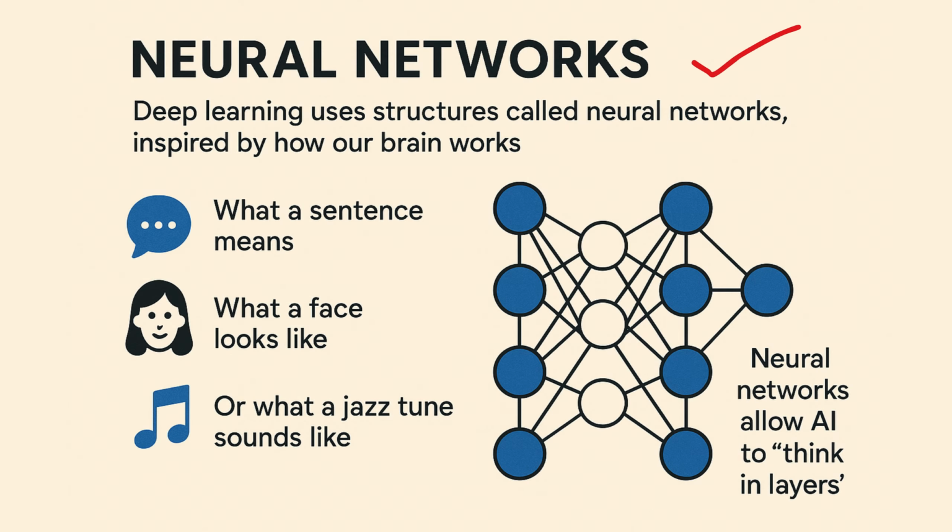Next, let's understand what neural networks are. Deep learning uses structures called neural networks, inspired by how our brain works. Imagine layers of virtual neurons, each one processing a little bit of info, passing it on to the next layer, until the AI understands things like what a sentence means, what a face looks like, or what a jazz tune sounds like. Neural networks allow AI to think in layers, spotting basic shapes in one layer and full objects in the next, or recognizing grammar in one layer and sentence meaning in another.